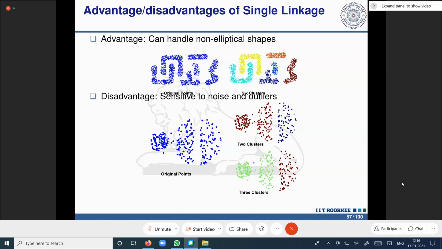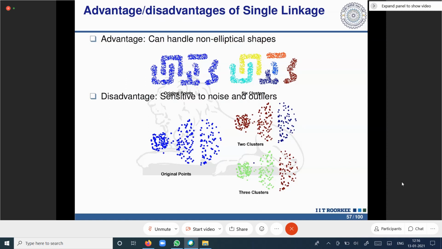Now, what are the advantages and disadvantages of single linkage? The advantage is it can handle non-elliptical shapes. That is an advantage over k-means, because k-means cannot generate good results if you have a non-globular cluster. So for example, if you have a data set like this, then single linkage produces these clusters.